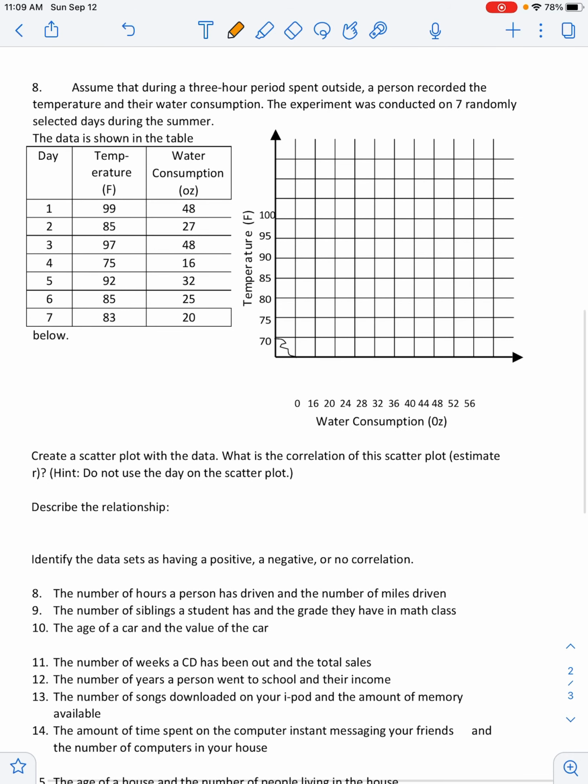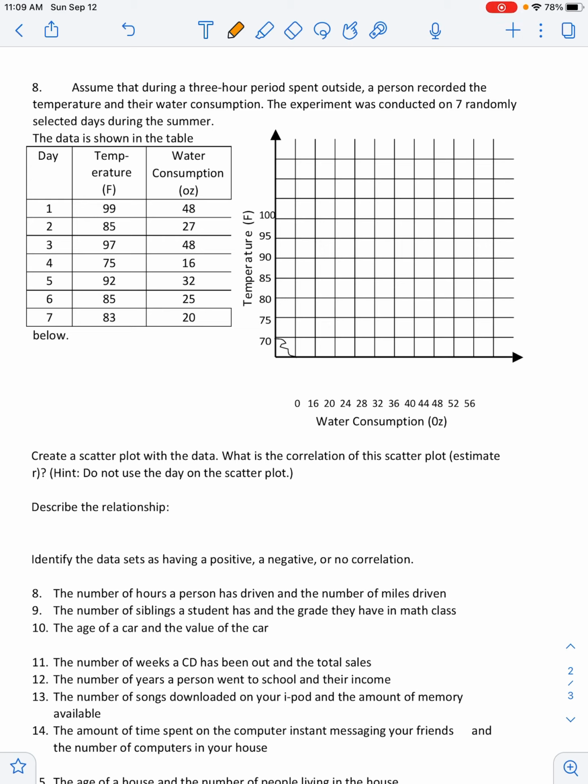Question 8. Assume that during a 3-hour period spent outside, a person recorded the temperature and their water consumption. The experiment was conducted on 7 randomly selected days during the summer. The data is shown in the table below. Create a scatter plot with the data. What is the correlation of the scatter plot? So we're going to estimate R. Hint, do not use the day on the scatter plot.